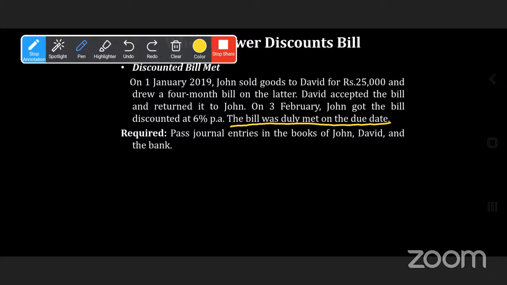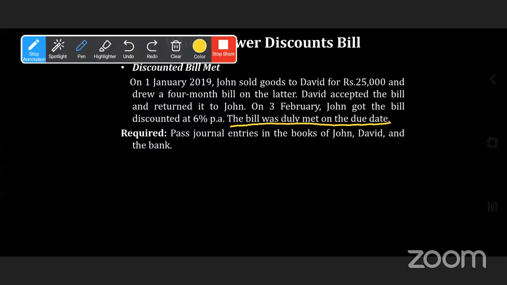Now, give another journal entry wherein David accepted the bill. The bill was due. John drew the bill and David has accepted the bill and returned it to John. Give the journal entry. Bills receivable account debit.